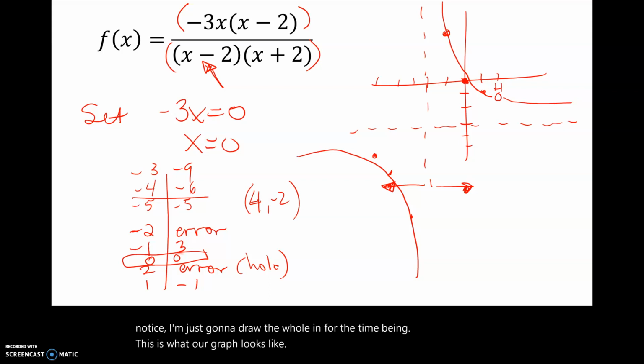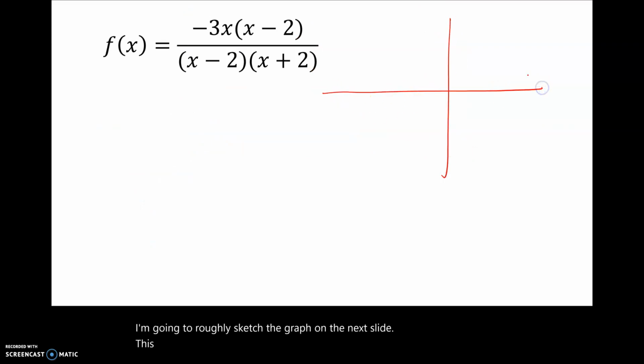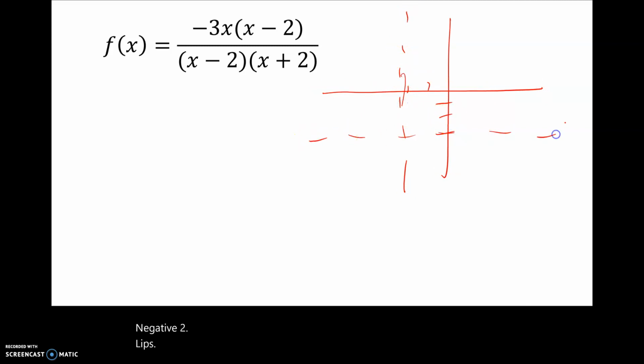I'm going to roughly sketch the graph on the next slide. This is what we figured out. -2, whoops, -3, and at 2 we have a hole. So I'm just drawing it in for now.